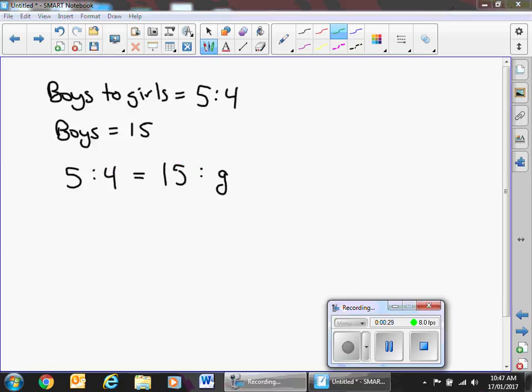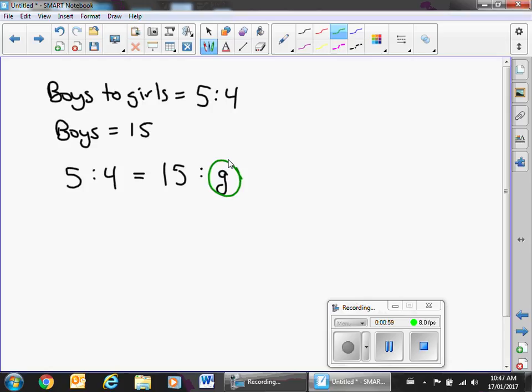Okay, this is just basically finding ratio equivalence. So in this class, the ratio of boys to girls is 5 to 4. There's 5 boys to every 4 girls. In this class, it happens to be 15 boys. So all we're doing is taking our original ratio and comparing it to find an equivalent ratio. And because we don't know this one yet, we're just going to use the letter G to represent girls.